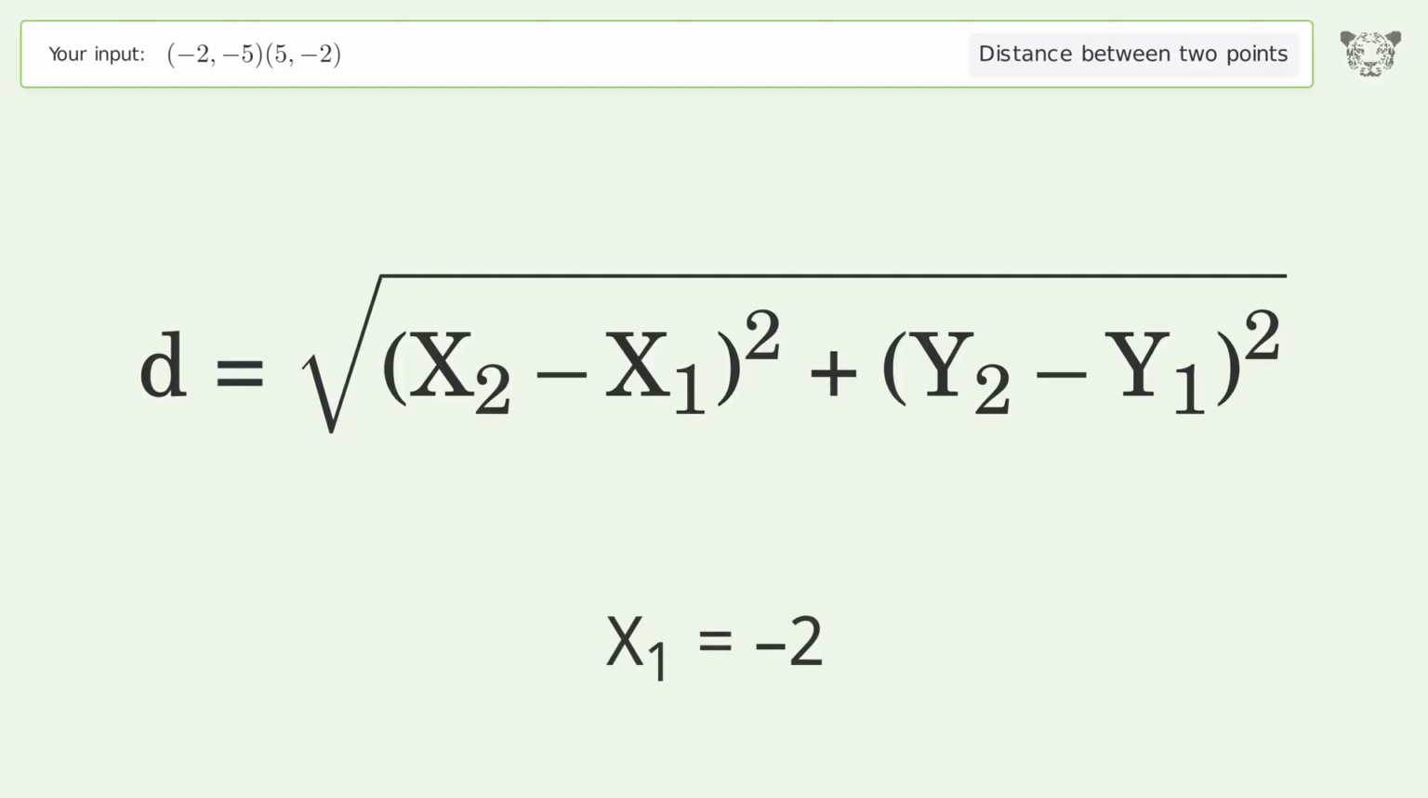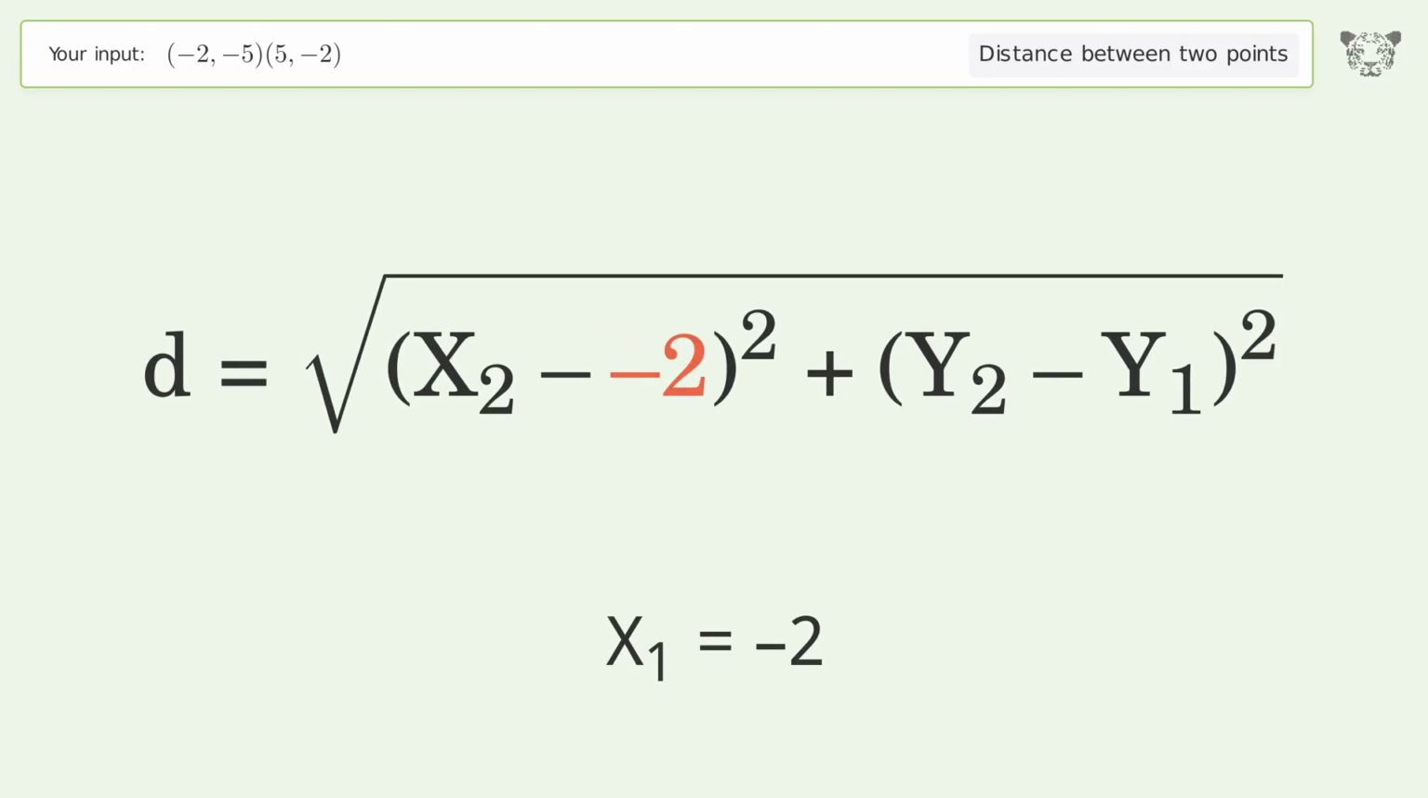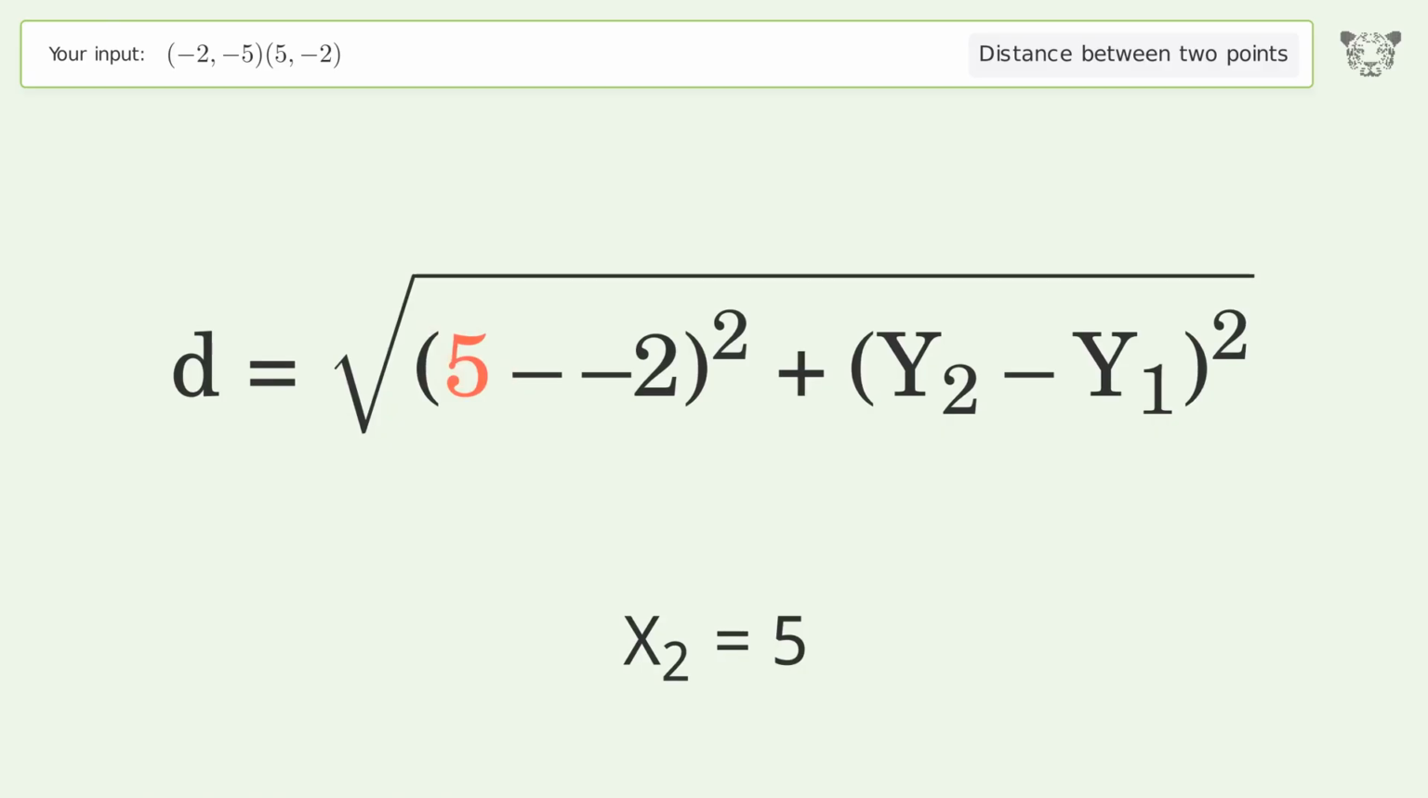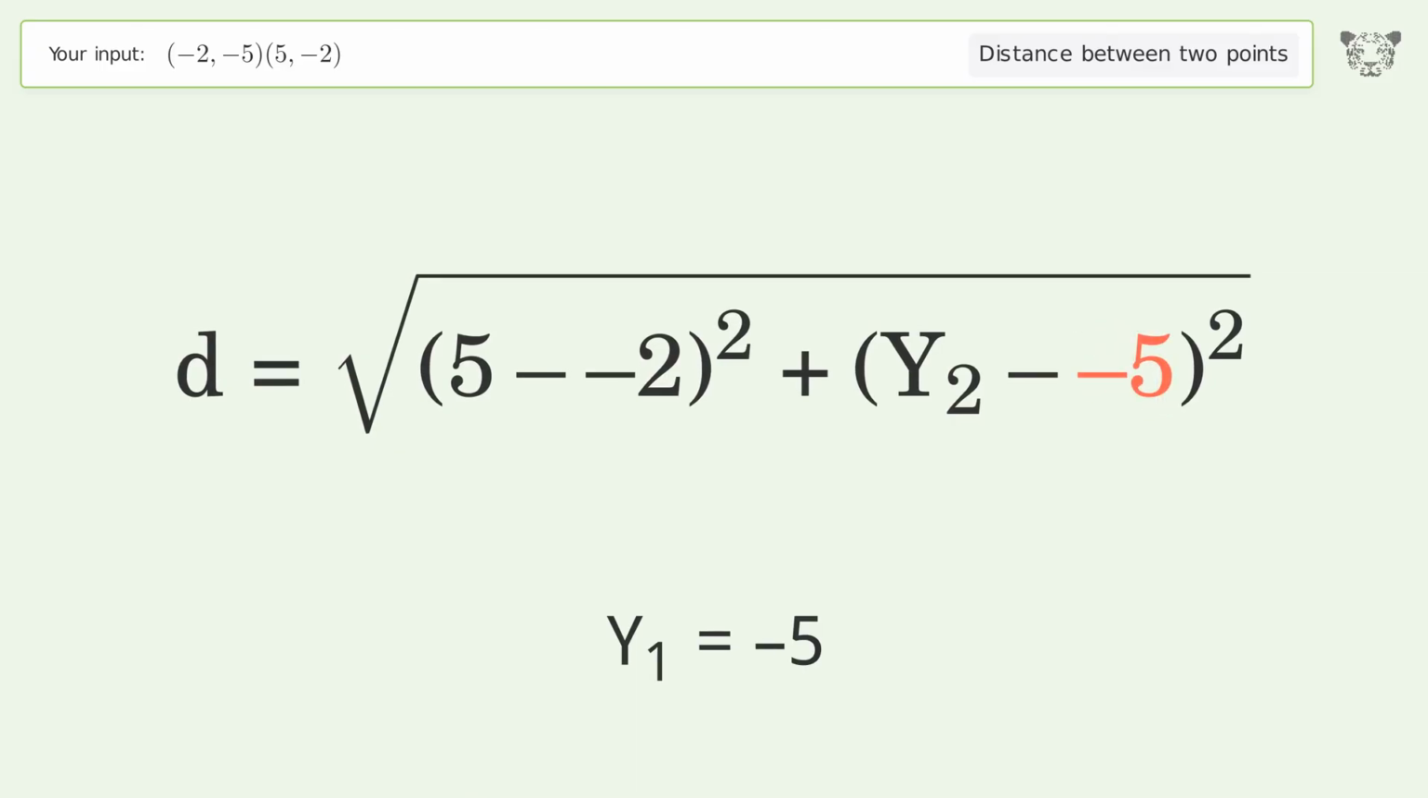x1 equals -2. x2 equals 5. y1 equals -5. y2 equals -2.